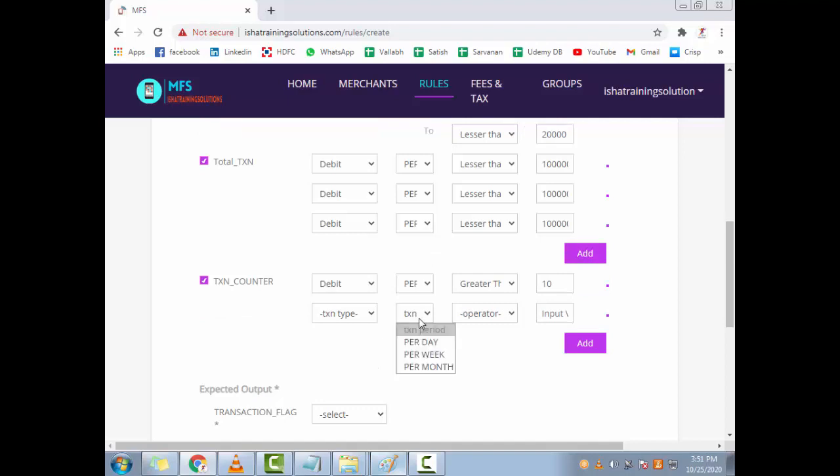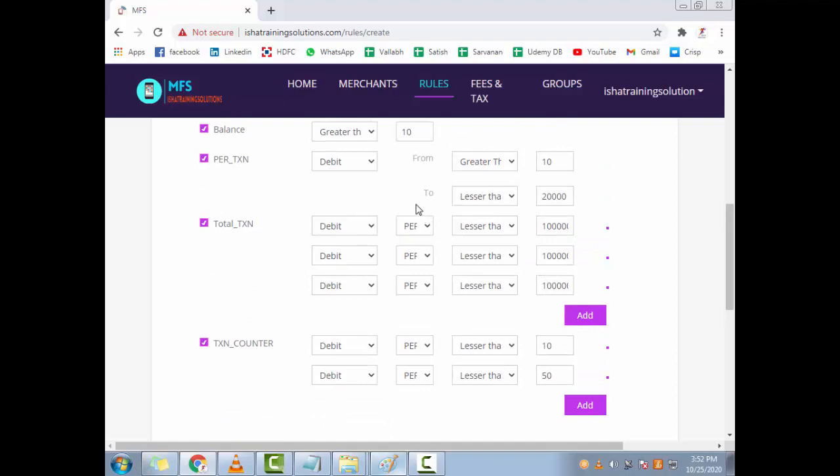And per week, Kumar can send not more than 70 transactions, or let's say 50 of them. Per week he cannot do more than 50 debits on his Paytm account. Per day he cannot do more than 10 debits.